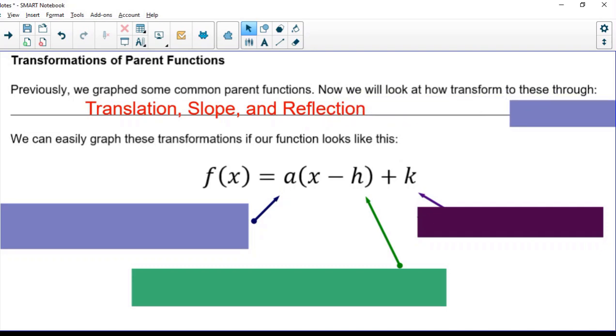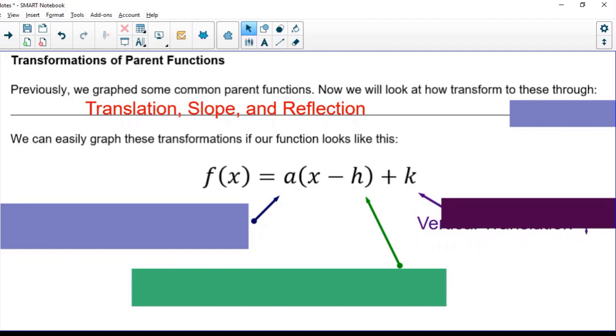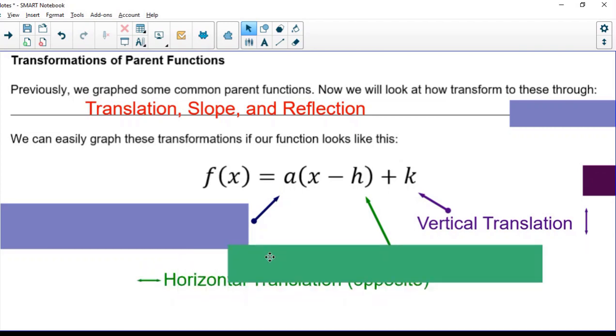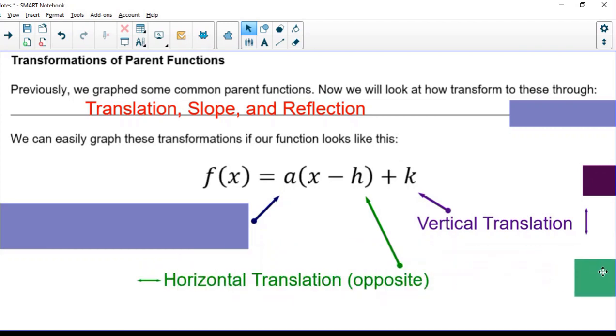All right, so in general, if we have a function that looks kind of like this, f of x, or you could say y, same thing. The k value here will tell me what is the vertical translation, up and down, along the y-axis. Or the number here that's being added or subtracted from x inside the parentheses, this would be our horizontal translation. And notice it's the opposite when we have that number inside the parentheses here. It's going to be the opposite of what you think.